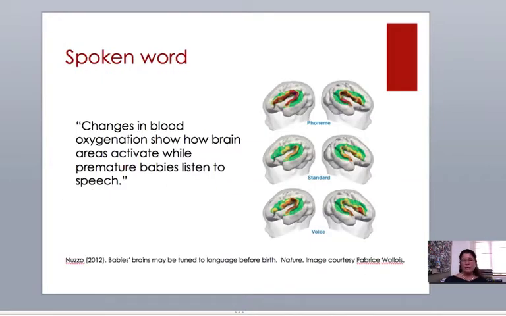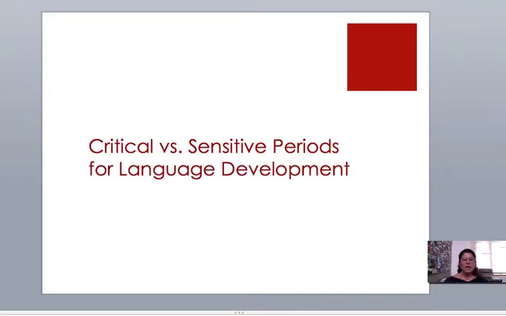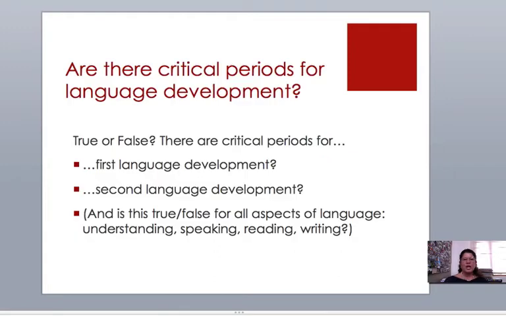Basically now, babies who are born premature, we can actually even scan and estimate how they already perceive phonemes, and they can hear different voices. So we know that language perception happens probably around the 5th month of gestation, as hearing actually kicks in in the womb. And we need to clarify here something about critical versus sensitive periods for language.